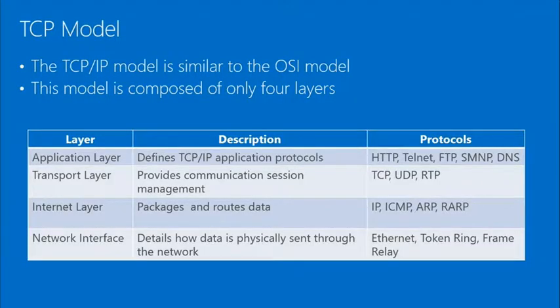The TCP model. So we've talked about the OSI model. The TCP model is actually a little bit different. It's similar to the OSI model, and it allows interconnectivity between devices and allows intercommunication. The TCP model is only comprised of 4 layers. The application layer, which defines the TCP/IP application protocols. The transport layer that provides communication session management. The internet layer packages and routes data, and then the network interface details how data is physically sent through the network.